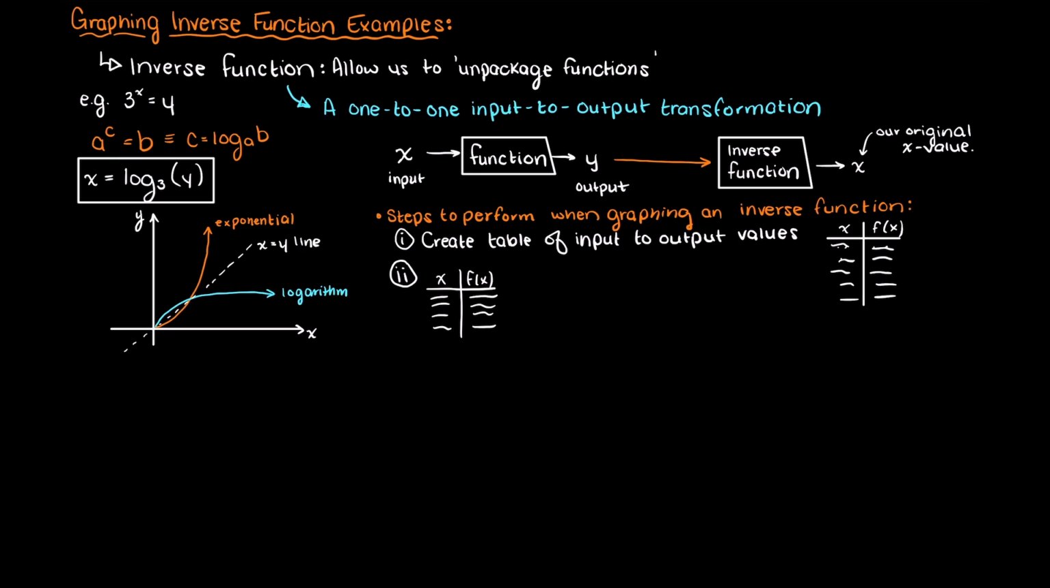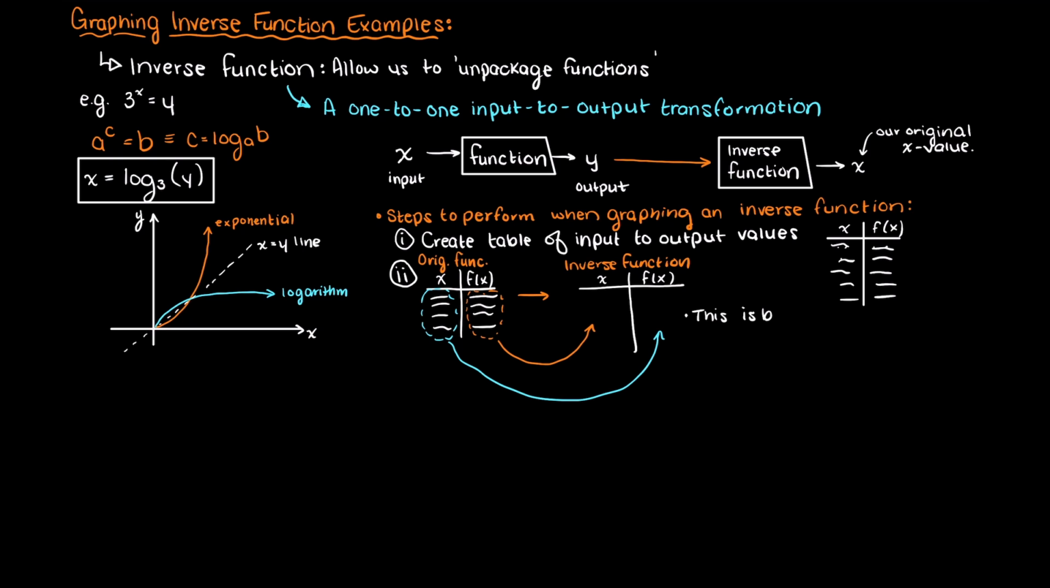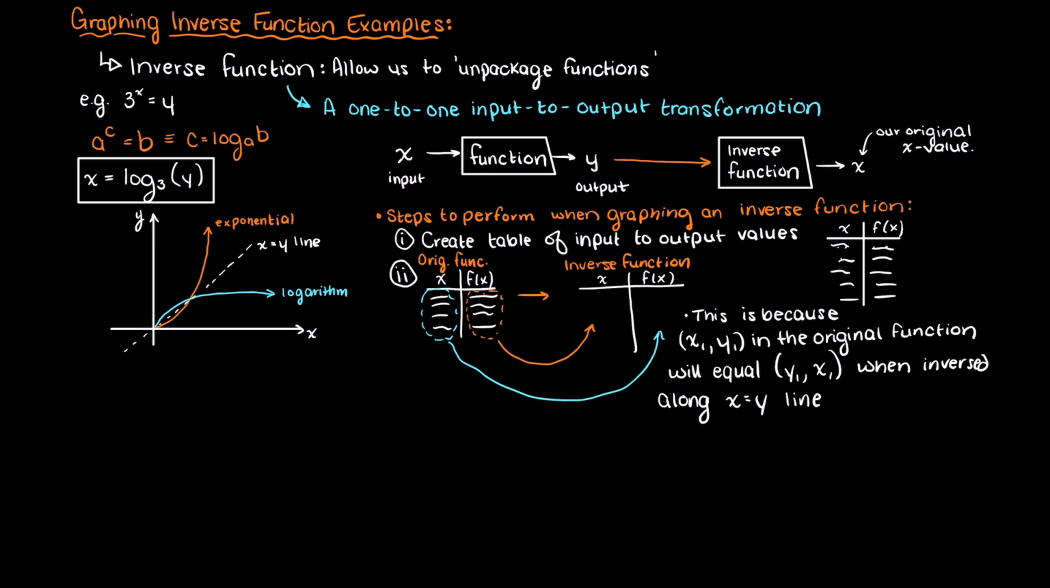In step 2, let's just copy our table here, but we are going to switch the x and y information. So in our inverse table, all of our x values will be the y values from our previous table. We know that we are allowed to do this as our function and our inverse function are reflections of each other about the x equals y line. And that's really it. If you can just remember these two steps, you can graph inverse functions.